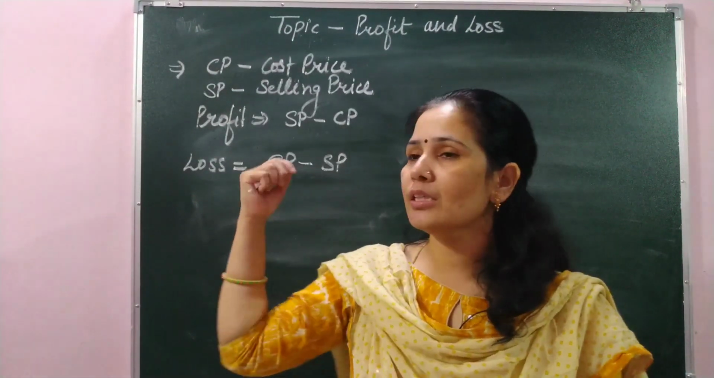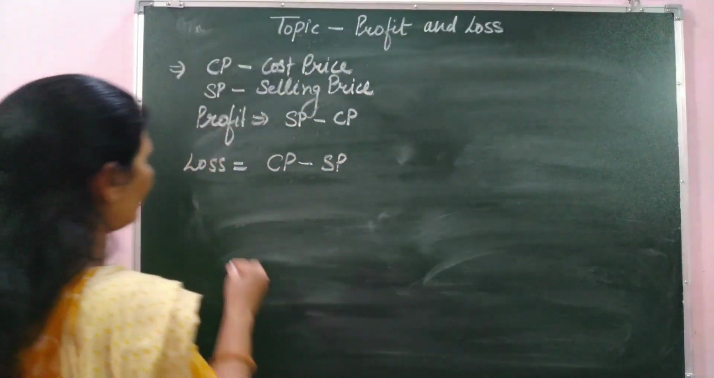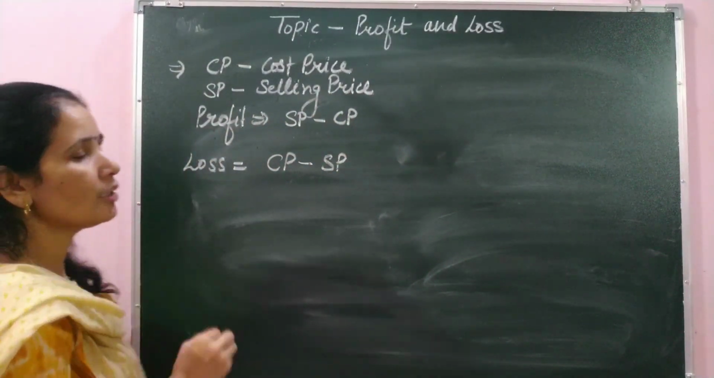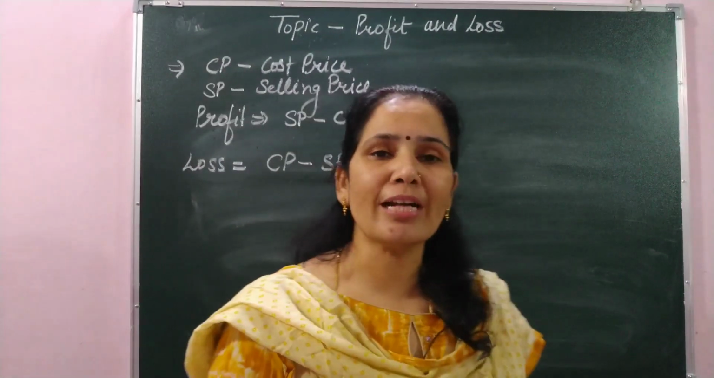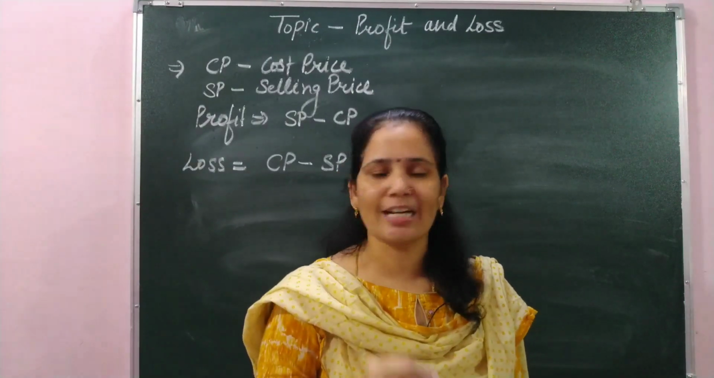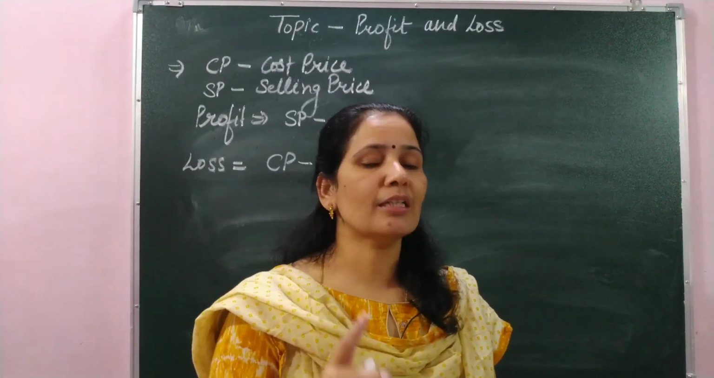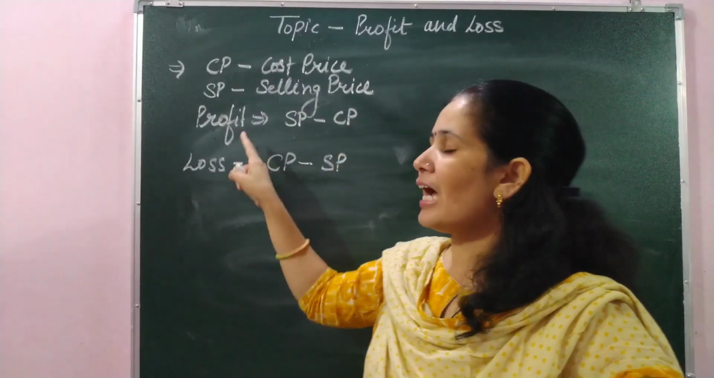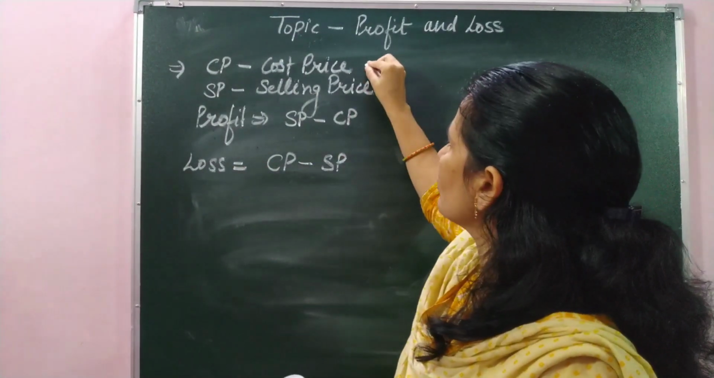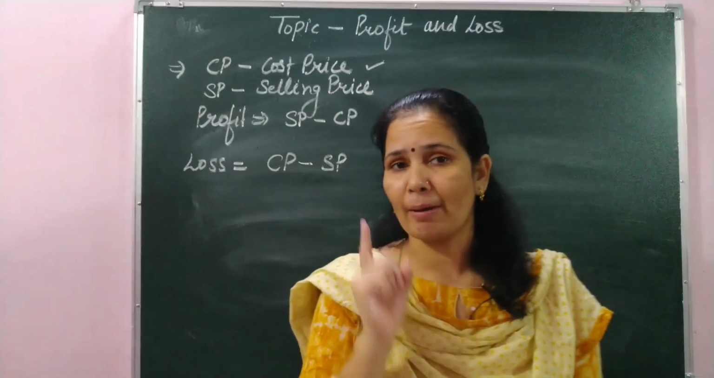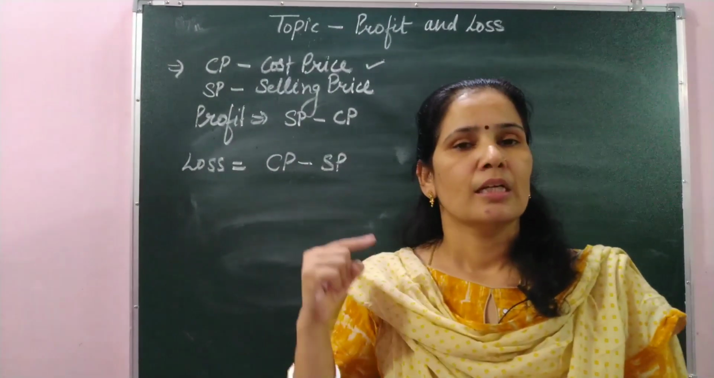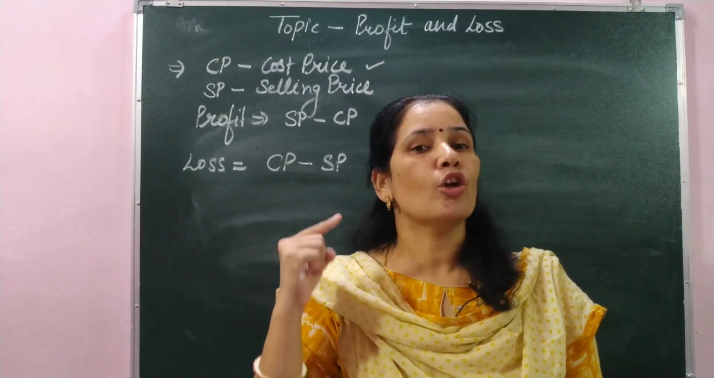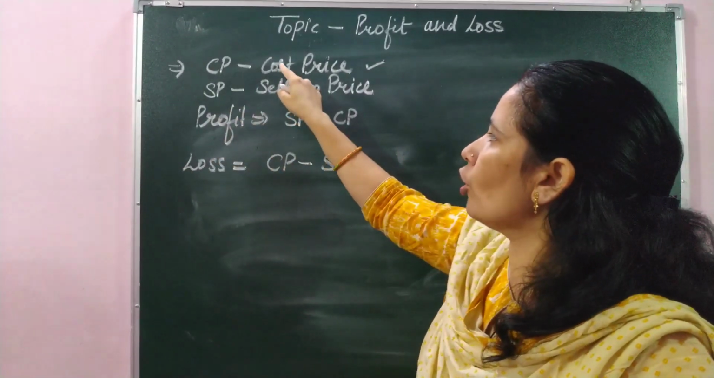Now the next term we are going to discuss is how to find out the profit percentage and the loss percentage. But before explaining this, there is an important point we have to discuss: always, the profit percentage and loss percentage are calculated on cost price. Keep remembering this students, always we calculate profit percentage and loss percentage on cost price.